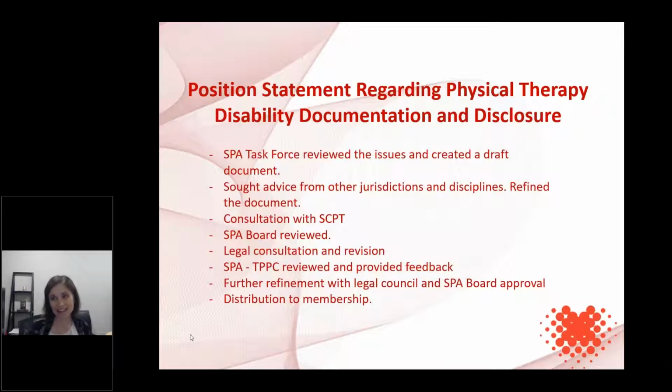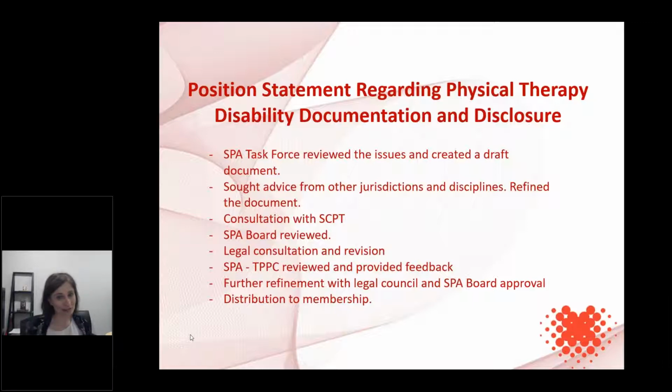So on our journey, I'll just go through. So we had the task force. The task force created an initial draft, and it was more focused on the payment piece. But then on further discussion with CPA leadership and other jurisdictions, and we had one individual in particular from Ontario that had extensive experience working with third-party payers and insurance companies, we were able to expand our position statement to include some of those other areas, including consent and purpose for disclosure, and I'll go into those in a little bit more detail after.